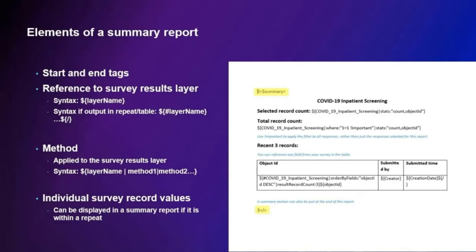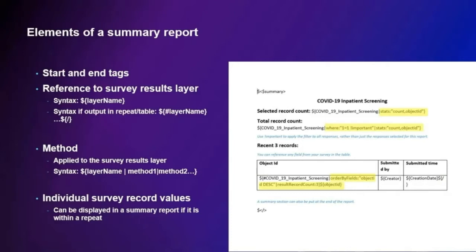First, all summary reports need a summary section start and end tag. They will also need a reference to the survey results layer. When a single statistic value for the entire layer is being shown, the layer syntax is the results layer name with a $ sign in curly brackets. To show multiple values for a layer, a repeat will need to be used by adding a hashtag and end tag.